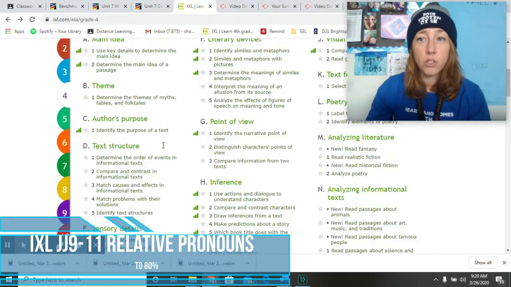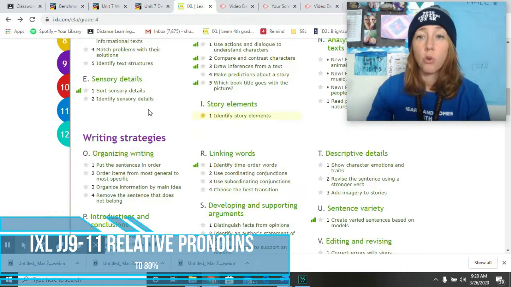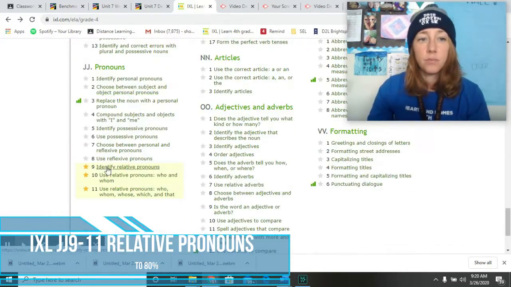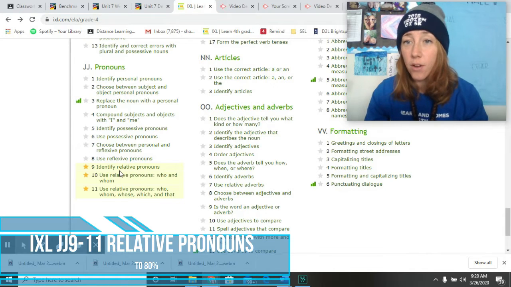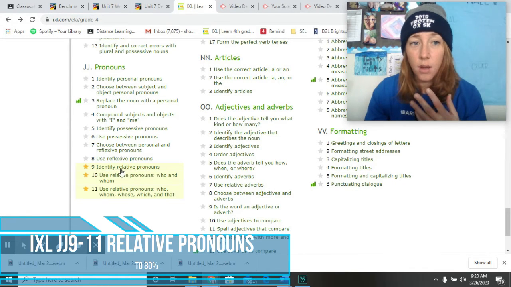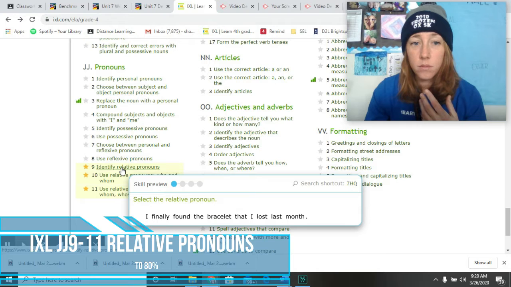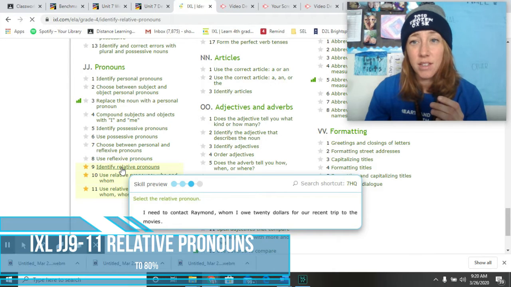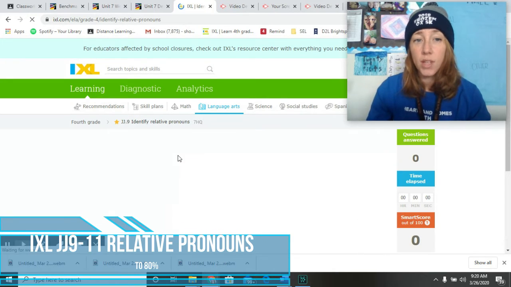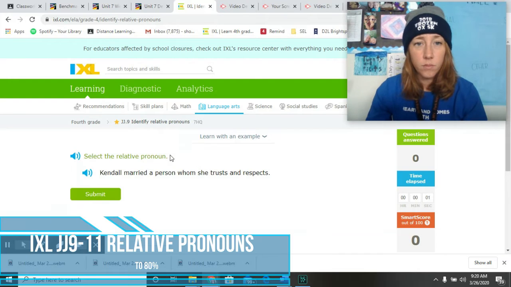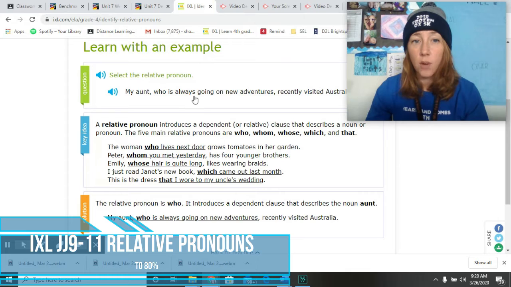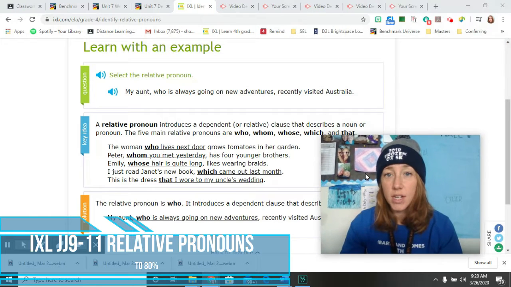It's on relative pronouns. Just want to show, so you have to scroll way down to get to the J's. 9, 10, 11. So a relative pronoun is something used to link to describe a noun. We'll talk a little bit about it. So like this sentence, let's learn with an example. And so it says, my aunt, who is always going on new adventures, recently visited Australia.